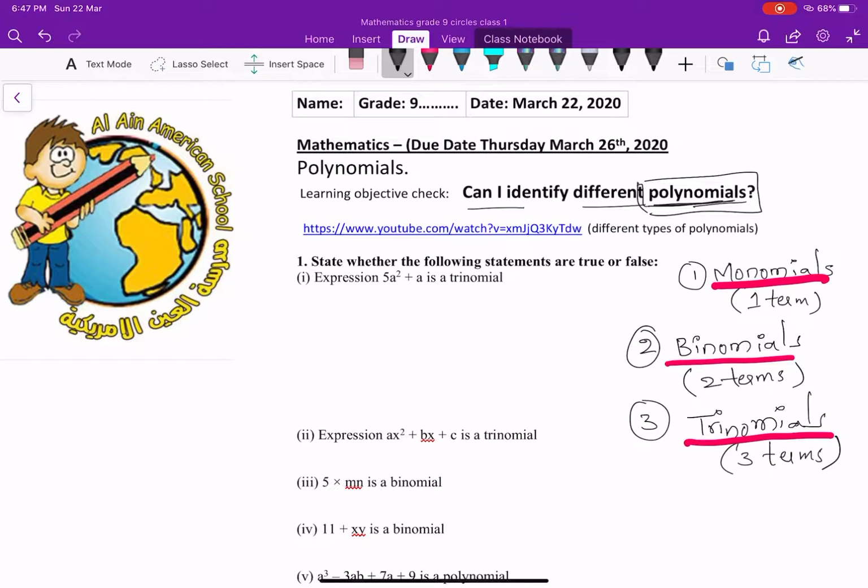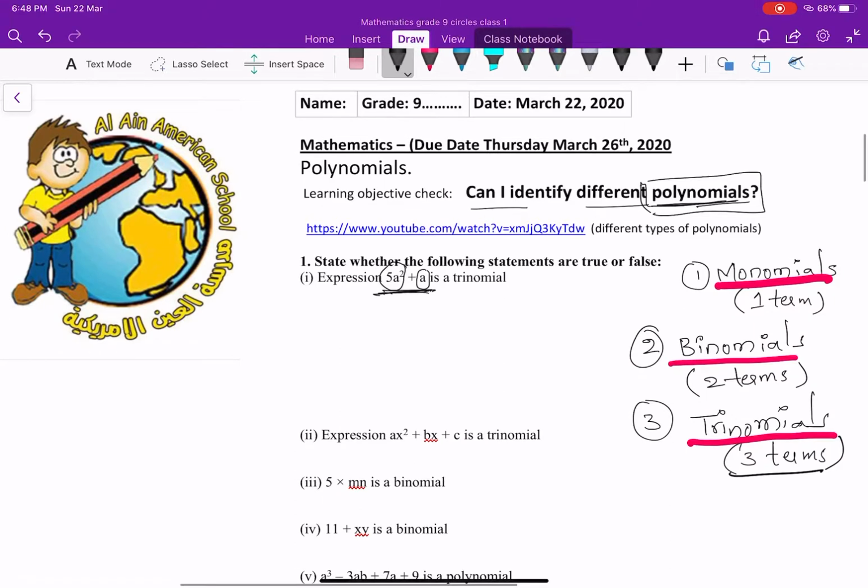Getting back to the question, what is the question? The question is, expression 5a square plus a, is it a trinomial? So what we need to know is the meaning of a trinomial. Trinomial is something in which you have three terms, right? So do you have three terms in this question? No, I can see one term here and the other term is a. 5a square is one term and a is another term. So there are only two terms in this.